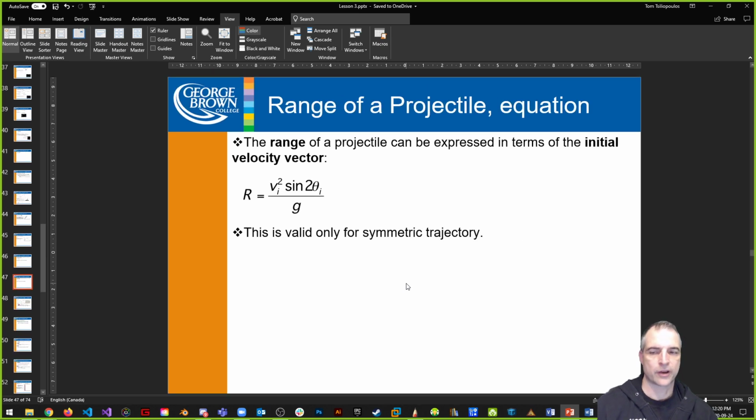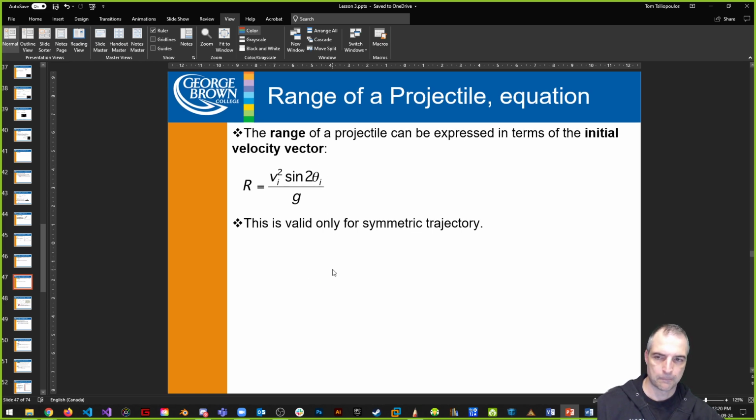The range of a projectile is slightly different. It can be expressed in terms of the initial velocity vector. So the range on the x-axis is the initial velocity vector squared times sine 2 theta, over g. So it's slightly different than what we had before. These are little shortcut equations you can use to figure out these different things that I'm asking.